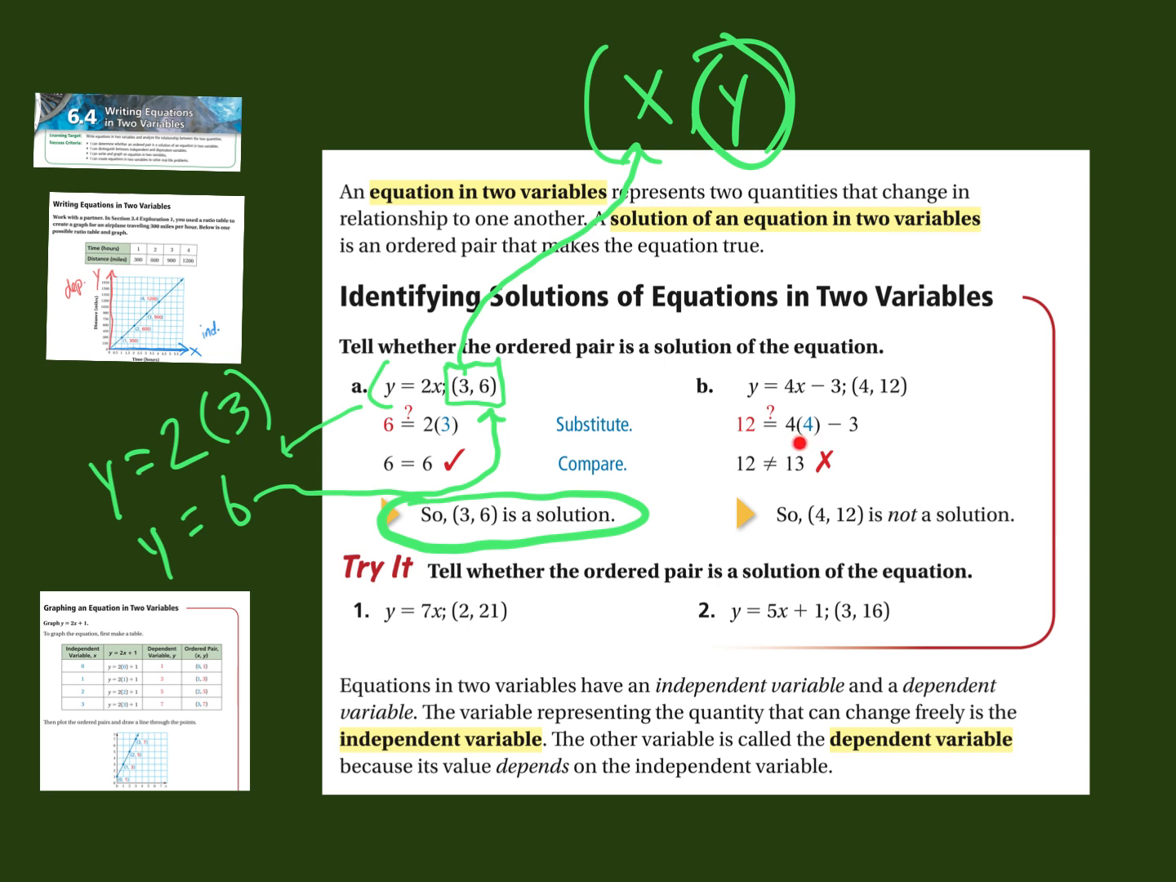4 times 4 is 16 using order of operations. 16 minus 3 is 13. And then 12 is my y value, since it says that right there. And since 12 and 13 are not equal, I would say that (4, 12) is not a solution to this equation. So again, it's all about matching the left side of an equation with the right side. If it doesn't match, if it's not equal, we say it's not a solution.